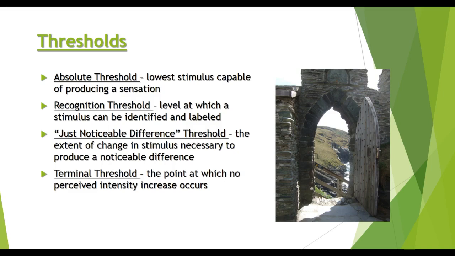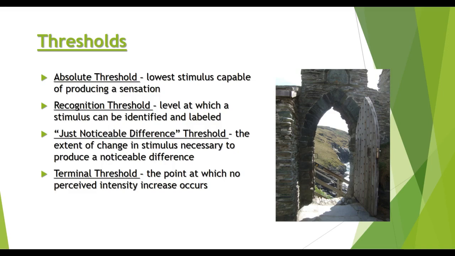So once we've reached the absolute threshold, then continue to add a single grain of salt into that water. When you've added the grain of salt and you can say, I know there was something more than water. Now I can name that stimuli that's being added to the water. Now I can call it salt. So the absolute threshold is when you know something is different in the glass of water. The recognition threshold is the threshold where you can actually name what is different.